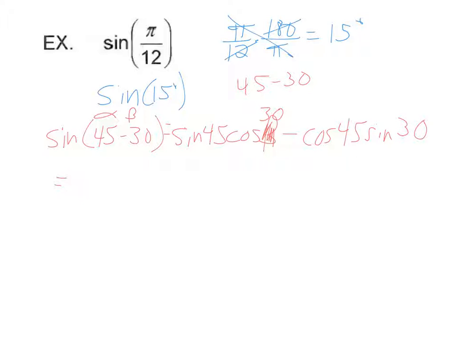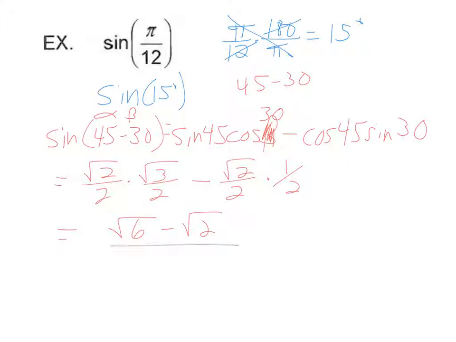The sine of 45 is square root of 2 over 2. Cosine of 30 is square root of 3 over 2. Minus cosine of 45, square root of 2 over 2. Sine of 30, 1/2. Multiply tops, multiply bottoms, and let's just put it all together at once. It's going to be the square root of 6 minus the square root of 2, all over 4.